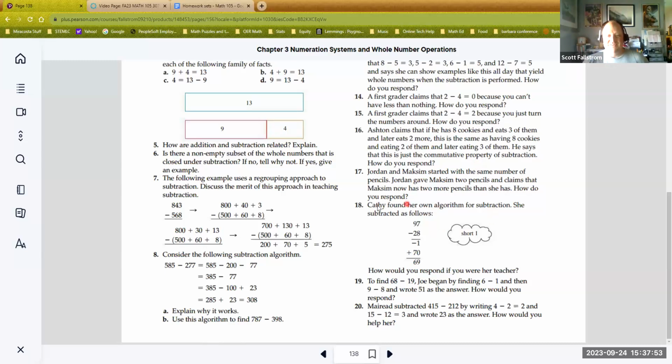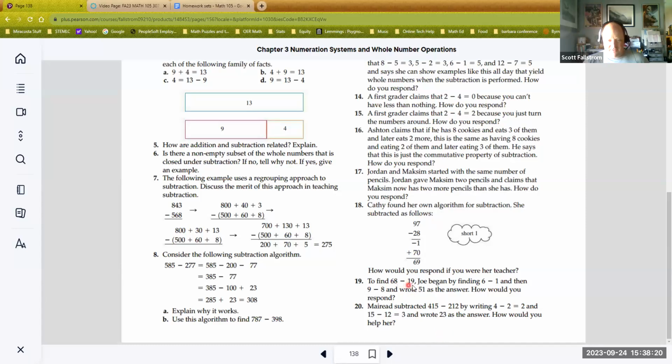We have 18 through 20. So here is an algorithm for subtraction. You know what? I think we saw this in our class on that first day. I think Shaney came up with something very similar to this. So take a look at this. How would you respond if you were the teacher and someone did something like this? Is it correct? Will it work? What are they doing? These are the questions you want to answer when a student comes to you.